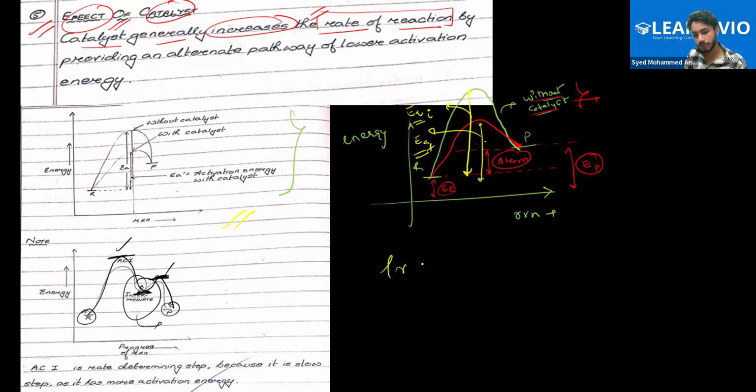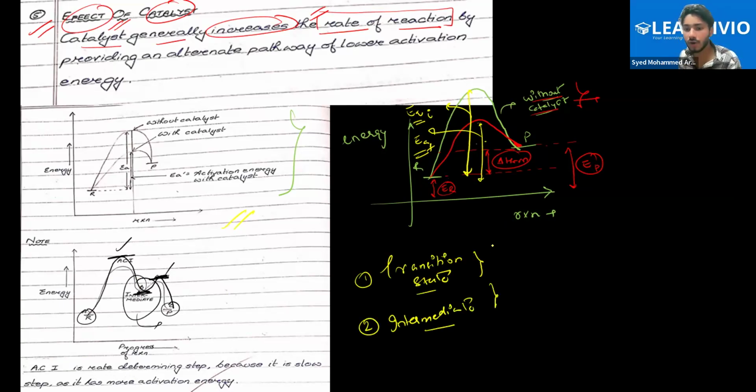One would be a transition state, and the other one would be your intermediate. There's a difference between the transition state and the intermediate. Transition states are those states that are never present for a longer time. For example, if any chemical reaction is taking place, there is a state in which bond breaking and bond formation take place at the same point, simultaneously. Those states in which bond breaking and bond formation happen simultaneously are my transition states.